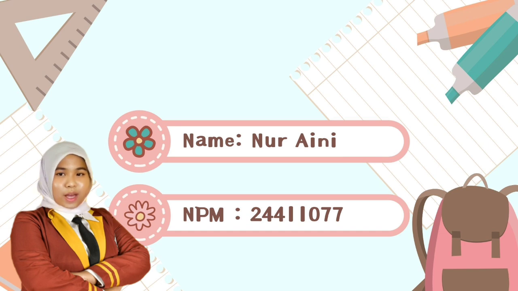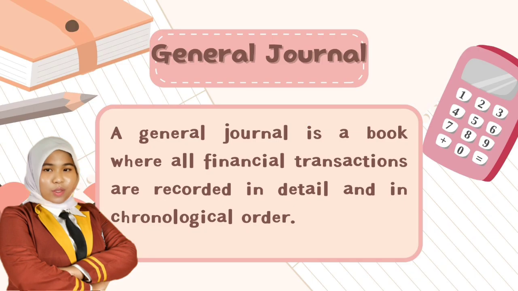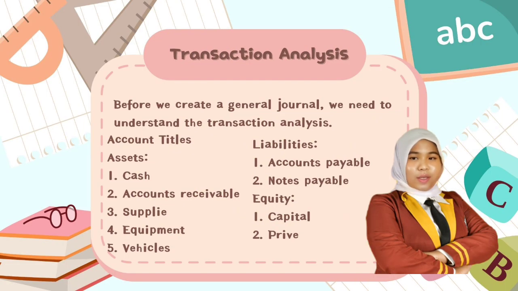General Journal. A general journal is a book where all financial transactions are recorded in detail and in chronological order. Transaction analysis. Before we create a general journal, we need to understand the transaction analysis.